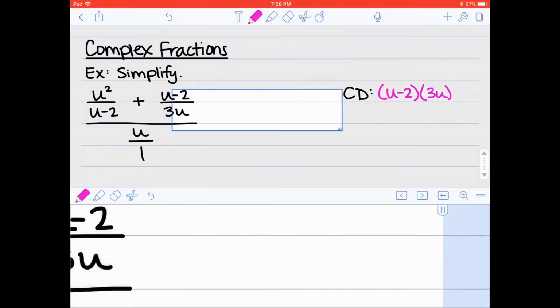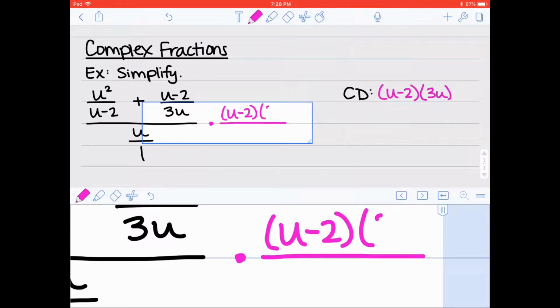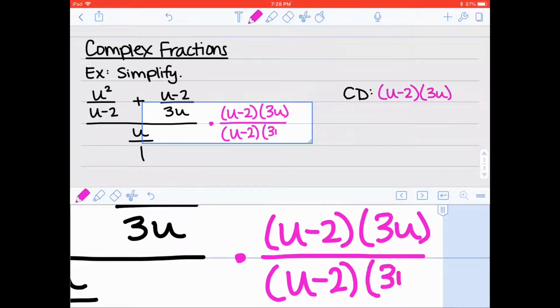All right, so what we're going to do next is take this whole problem and multiply it by the same thing over itself. If I multiply it by something over itself, then I am basically multiplying it by 1. So I'm going to multiply it by u minus 2 times 3u over u minus 2 times 3u. Since I am multiplying it by the same thing over itself, basically I'm multiplying the whole problem by 1.